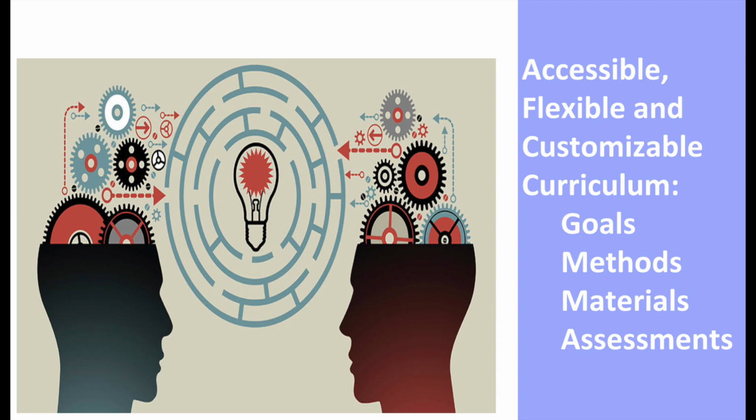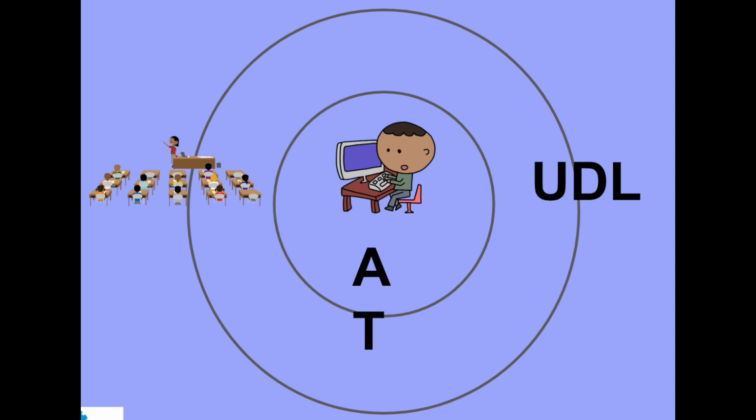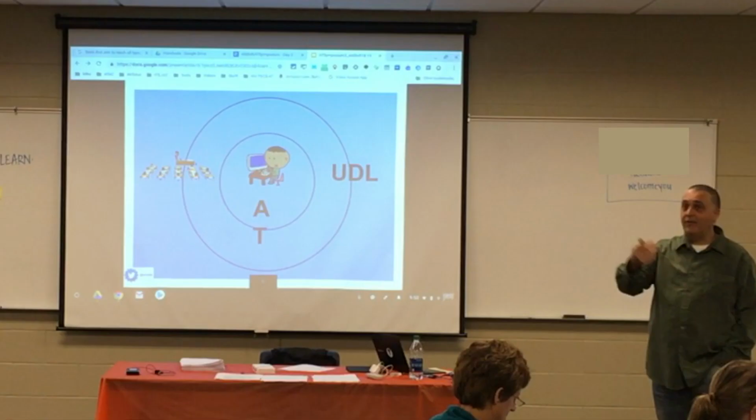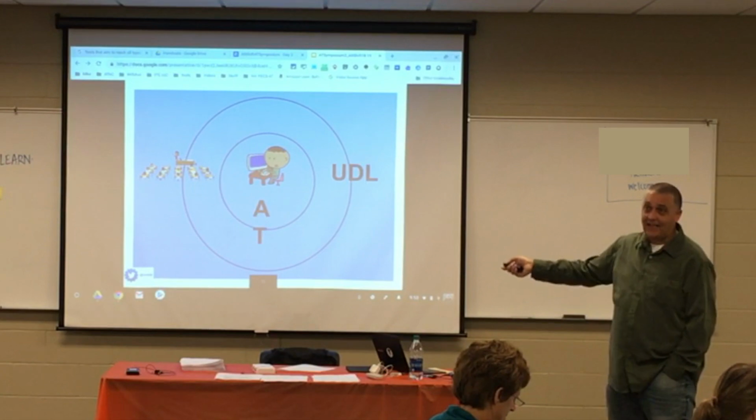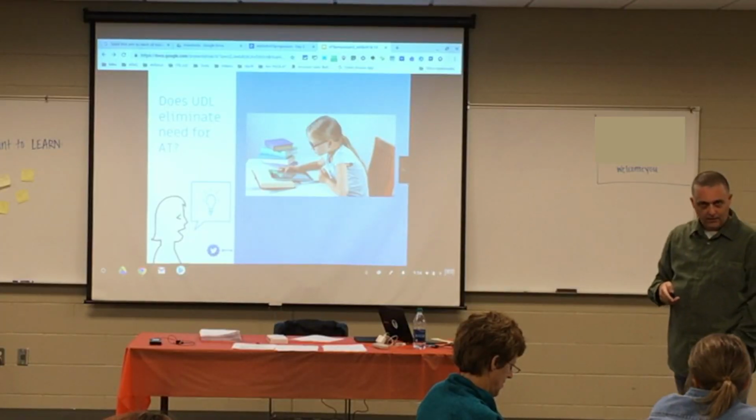Flexible and providing options. Options for everything. Options that are flexible for goals, learning goals, the methods you use to share the instruction, the materials you use within the curriculum, and then finally the assessments you use in order to see where the students are at. The options that are provided to everyone should include the options that this student needs. And so it doesn't eliminate the need for AT. It is available to all, right?